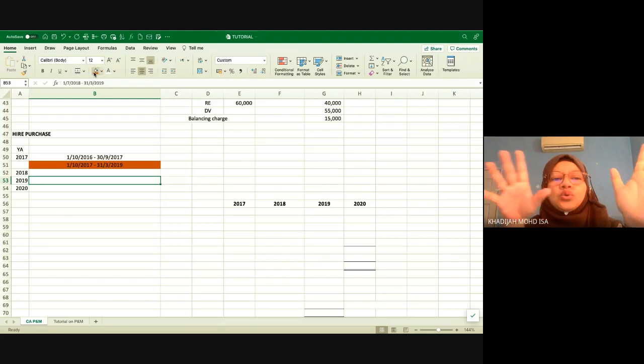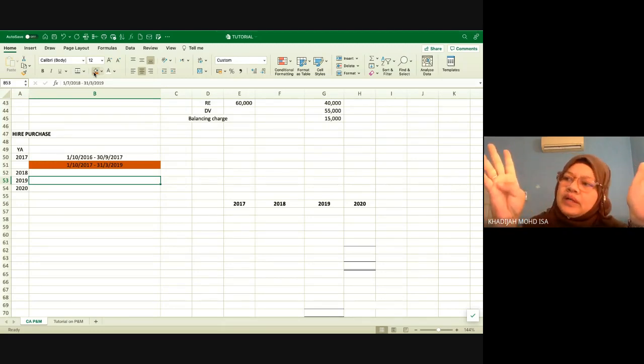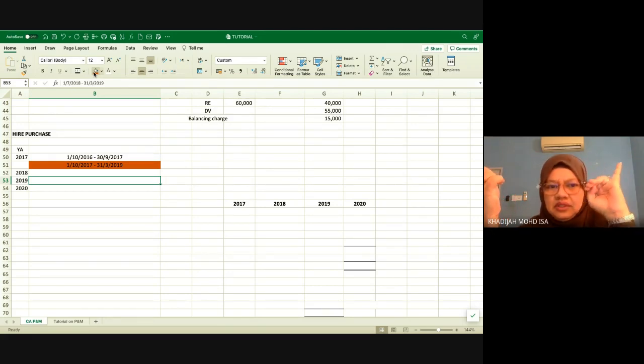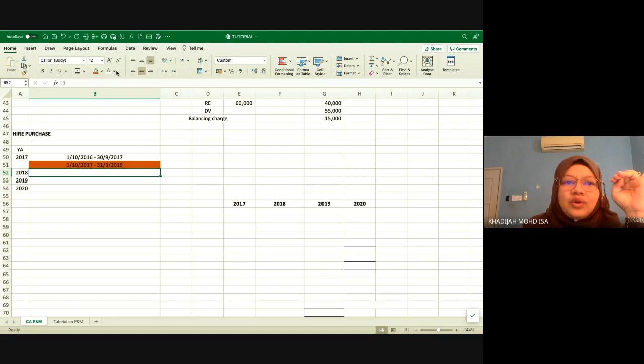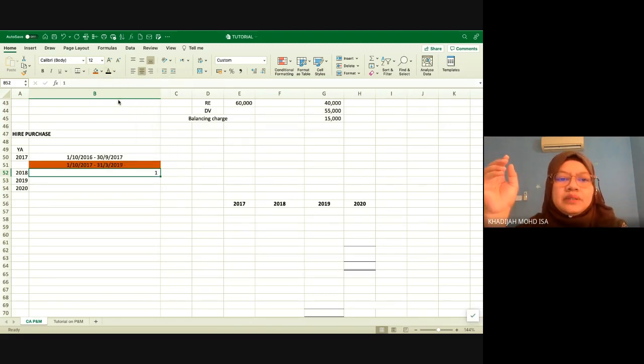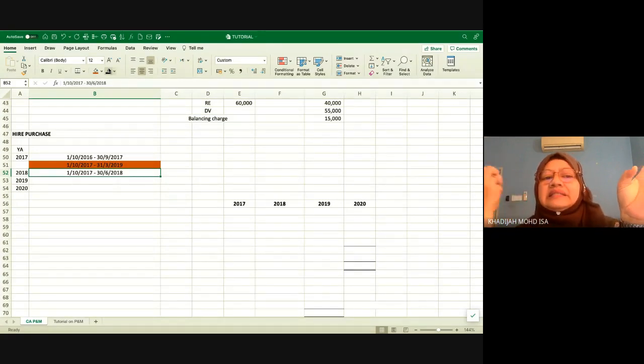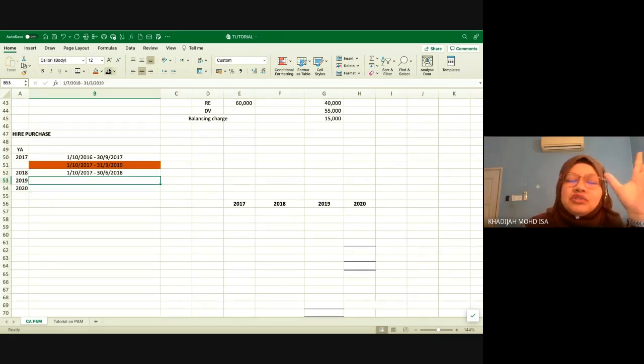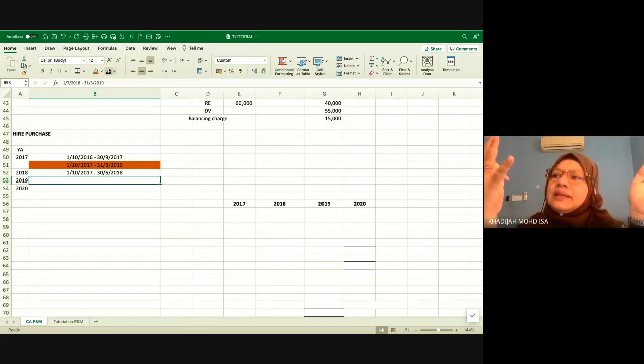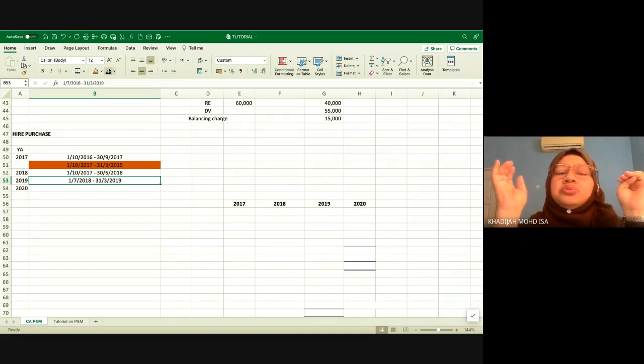So you know that you have 1st October 2017 for 9 months: October, November, December, January, February, March, April, May, June. So you have until 30th of June 2018. Because of that, the first period is 1st October 2017 until 30th of June 2018. And the second period, you start from July: July, August, September, October, November, December, January, February, March. So you have that until 31st March 2019.